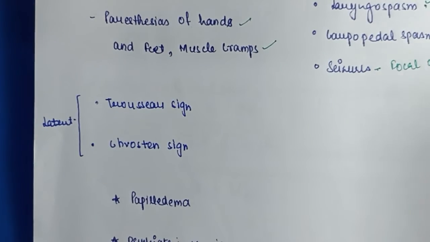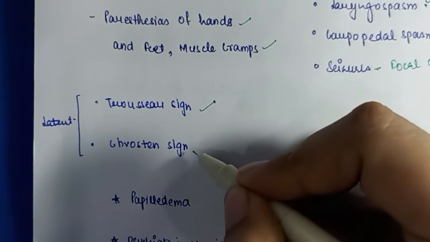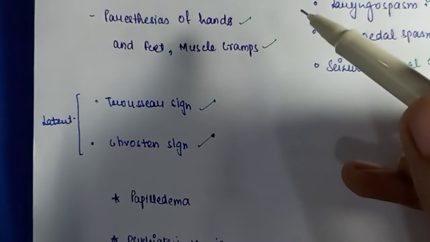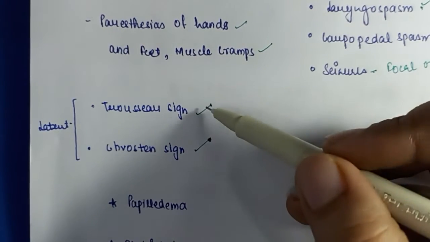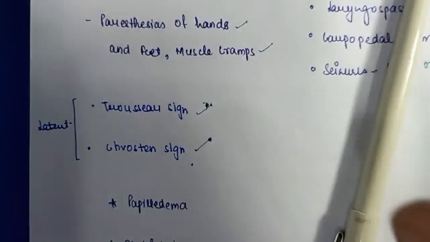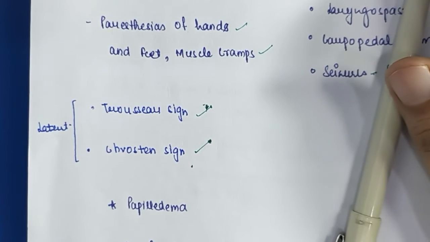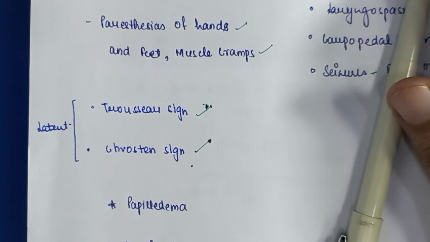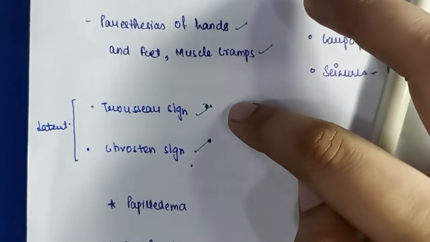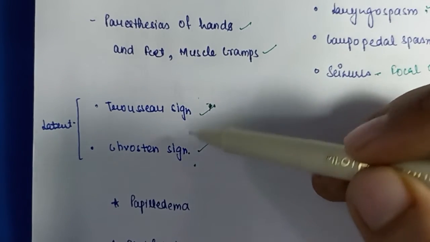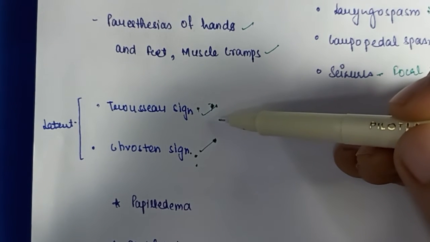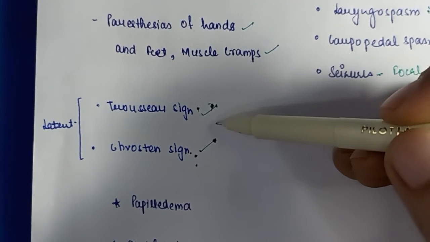So what are the signs of latent tetany? First are the Trousseau sign and the Chvostek sign. How can we elicit them? The Trousseau sign is elicited when you inflate the BP cuff above the systolic pressure for more than 3 minutes, and then there will be carpopedal spasm. That is called the Trousseau sign. The Trousseau sign and Chvostek sign are the signs of latent tetany.